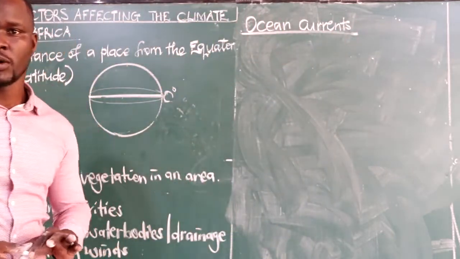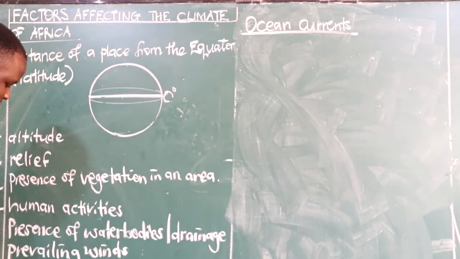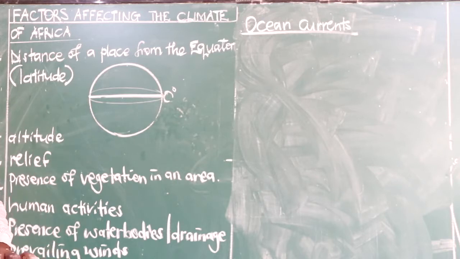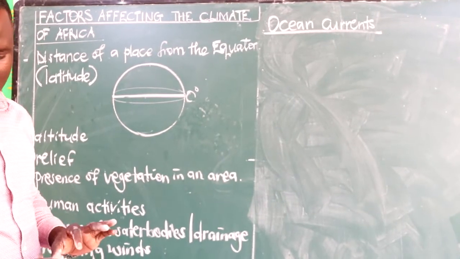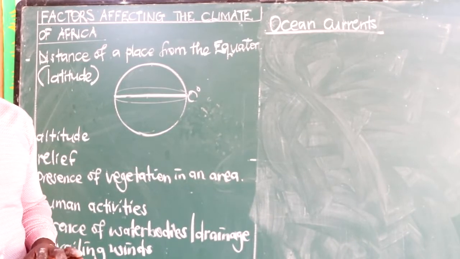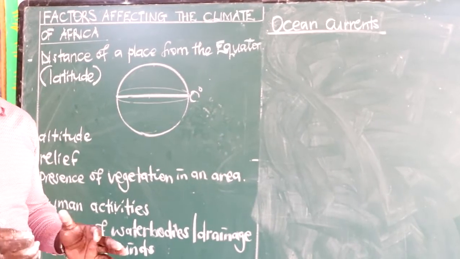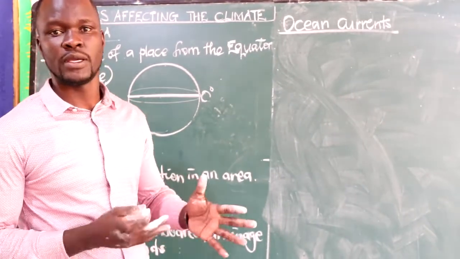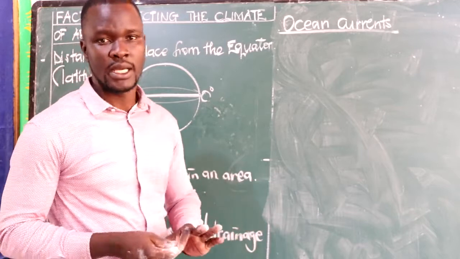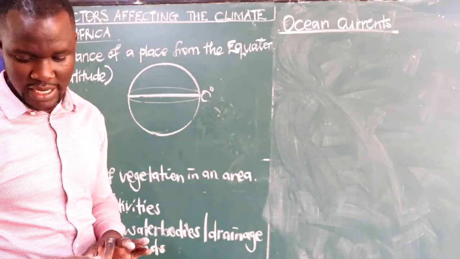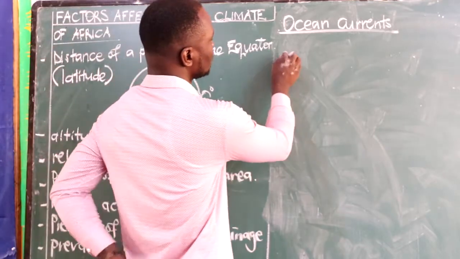We are going to be looking at our next factor, which happens to be the last according to the list that we gave, that is ocean currents. We are saying ocean currents are large masses of water that flow in a particular direction in an ocean.